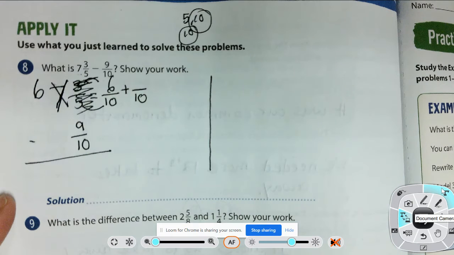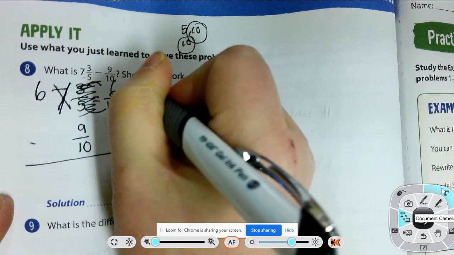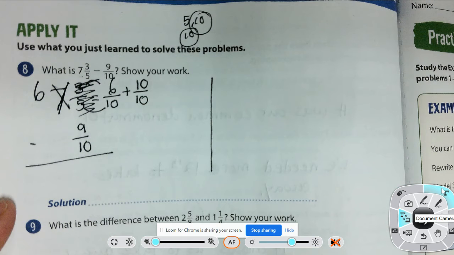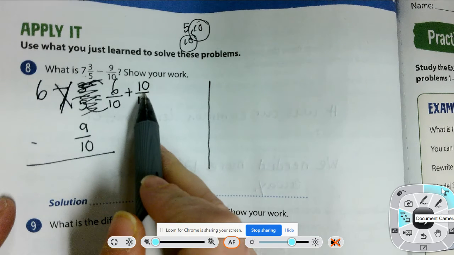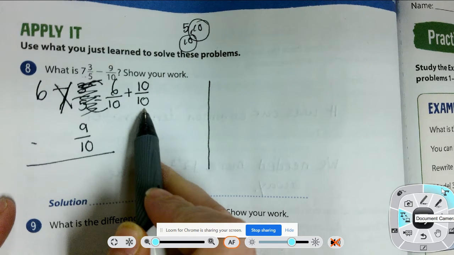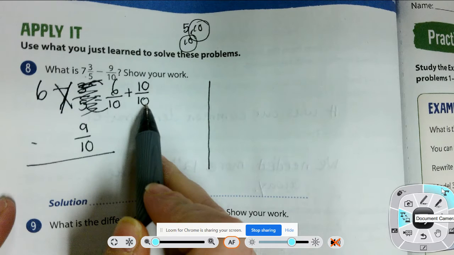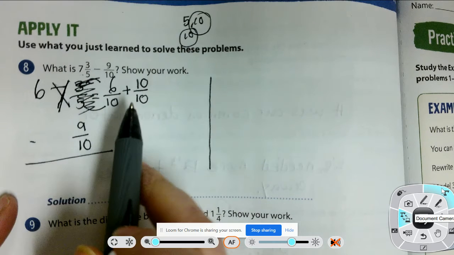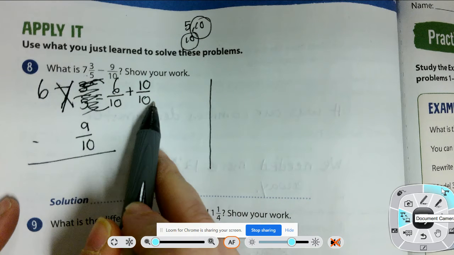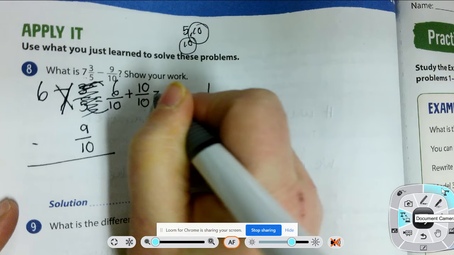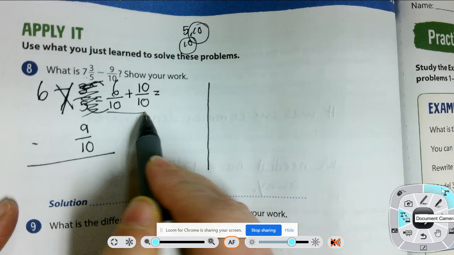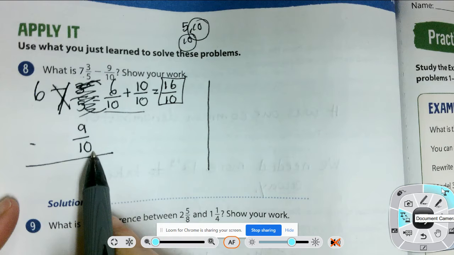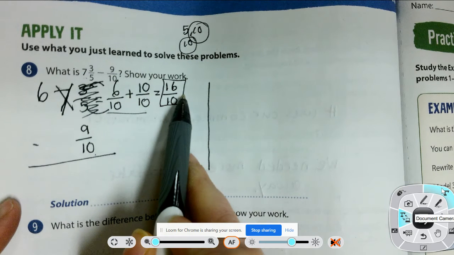So in order to make it equal to 1, it would be 10 over 10. That's the same thing as 1 because 10 divided by 10 would give me 1. 10 out of 10 pieces would give me a whole piece. Okay? So I took away the 1 here and I added it on this side. So now I can add these two together and get 16/10. And now I can take 9/10 away from 16/10.